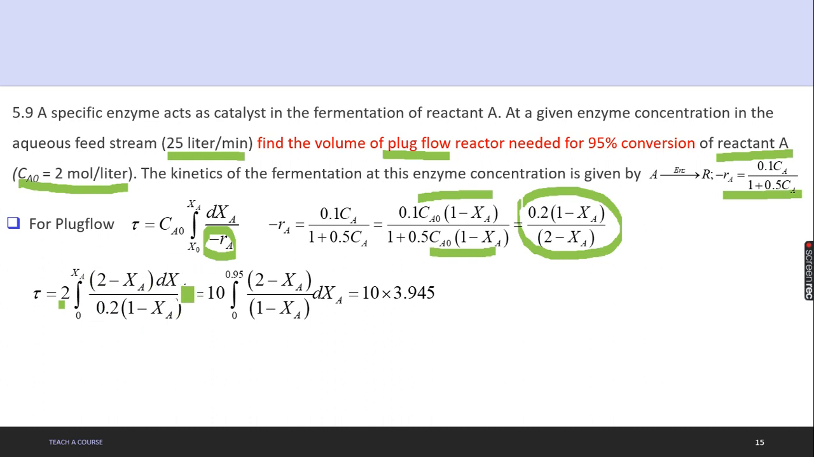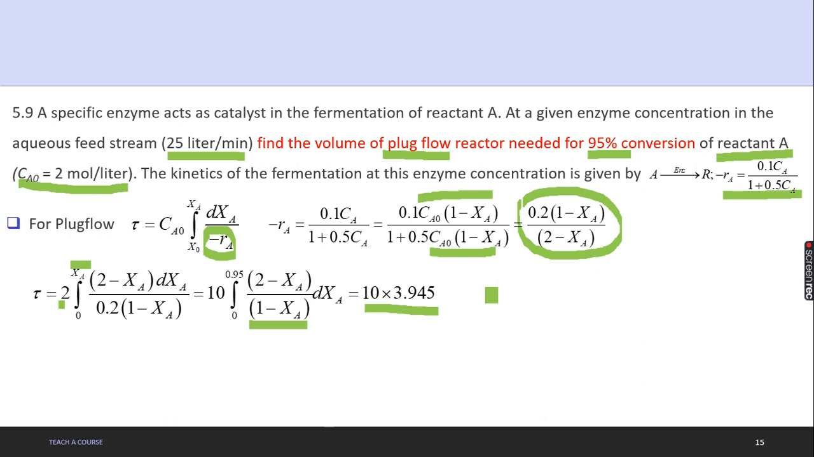We know the boundary of the integration: 0 to Xa, and you are asking for 95% conversion, so 0 to 0.95. This integration I am leaving to you. You can do it by parts. We can write 2 by 1 minus Xa minus Xa by 1 minus Xa, so two components with separate integrations, which is possible and easy. Once you put in those values, tau comes to around 39.45.